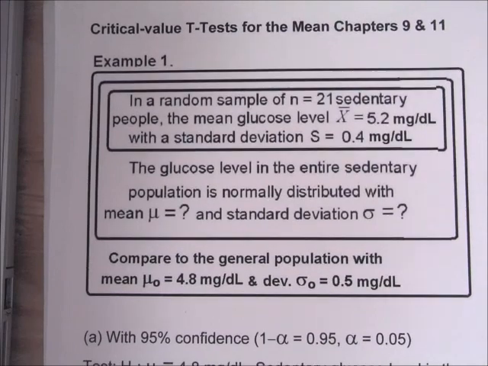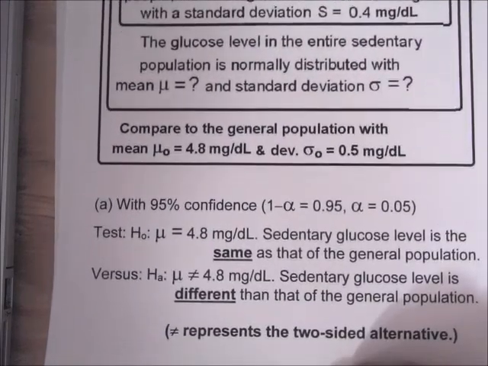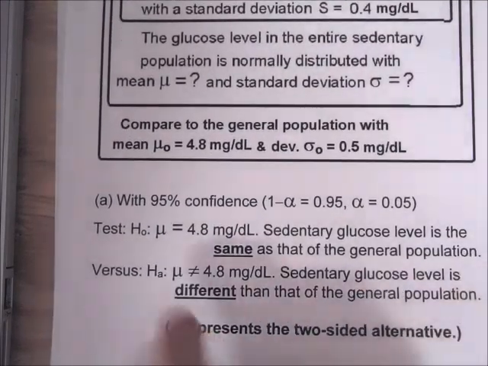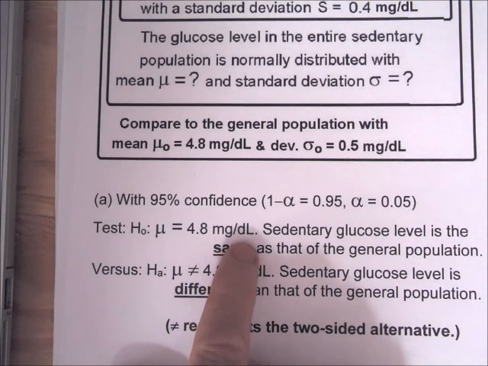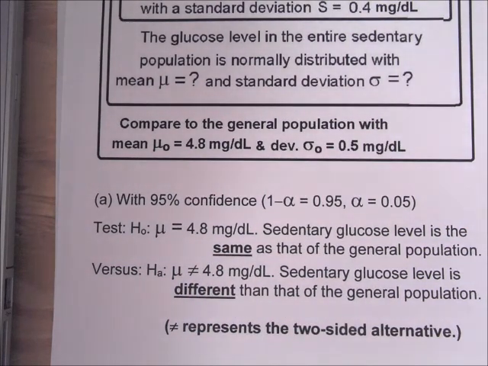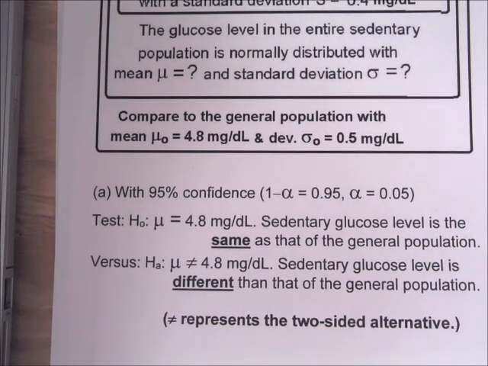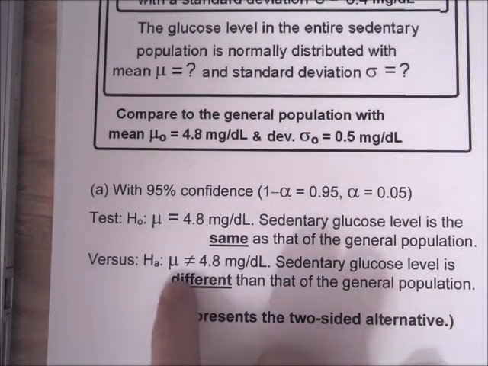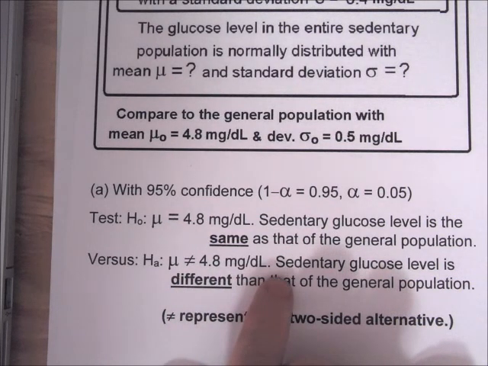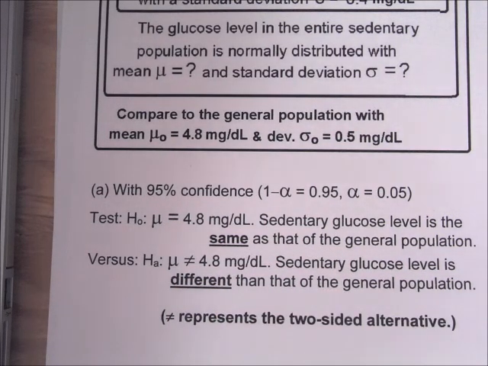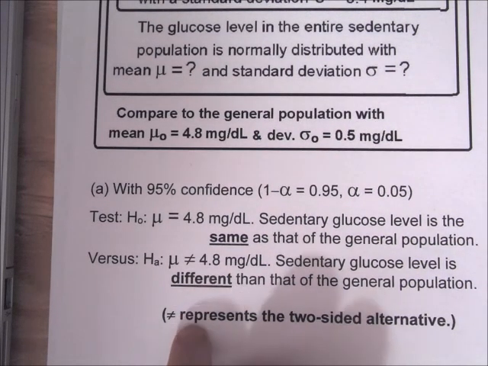Okay, so with 95% confidence, we want to test H naught: mu equals 4.8 milligrams per deciliter, sedentary glucose level is the same as that of the general population, versus the alternative, mu not equal to 4.8 milligrams per deciliter, sedentary glucose is different than that of the general population. So this is a two-sided alternative.